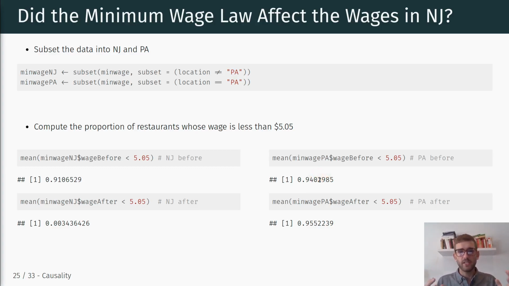Now the second part, what happened in Pennsylvania, and we see that prior to the law change, we see a similar rate of wages being below $5.05, and that stays constant. So they were clearly not affected by this regulation.